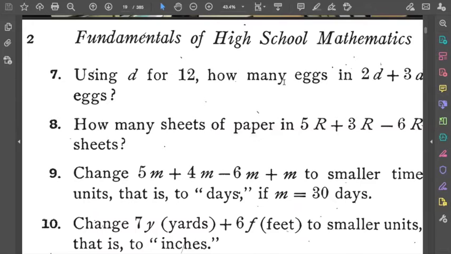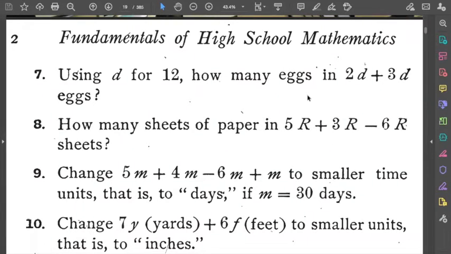Okay. I want us to take these fundamentals of high school mathematics. The reason why this is very important is that anything that involves pure mathematics, anything that involves equations, inequalities, once you have these fundamentals, it becomes very, very easy for you to do them.